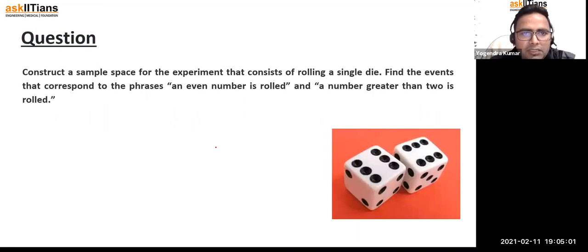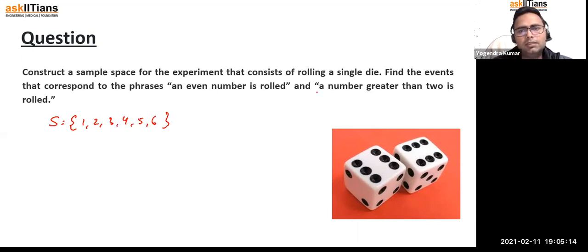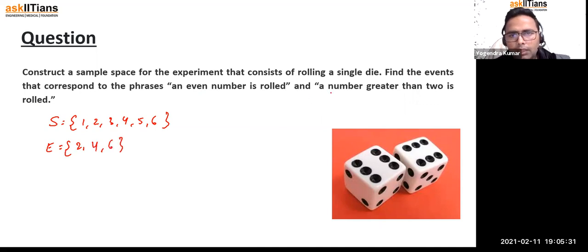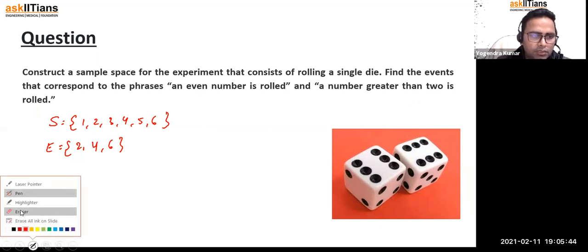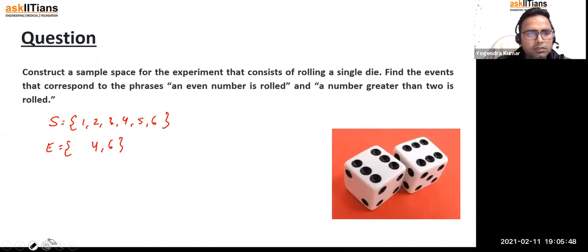Construct a sample space for the experiment that contains rolling a single die. I have already shown you: 1, 2, 3, 4, 5, and 6. Find the event that corresponds to the phrases. An even number is rolled. So event E will have 2, 4, 6. And a number greater than 2 is rolled. They are saying even number and greater than 2, so we need to remove 2 from here because that is not greater than 2.